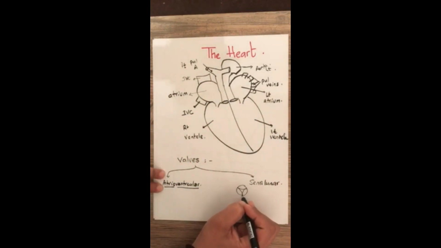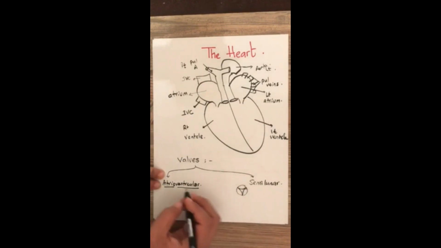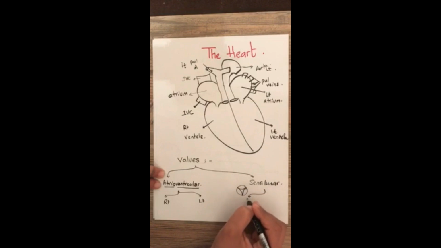They're called semi-lunar because they look like semi-lunar. So let's draw it to know what a semi-lunar valve looks like. It's like this, semi-lunar. Atrioventricular, as we mentioned before, we have right and left. Semi-lunar, we have right and left.